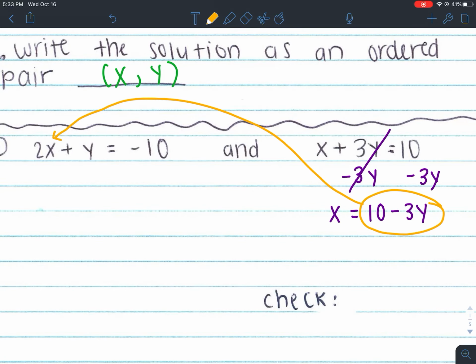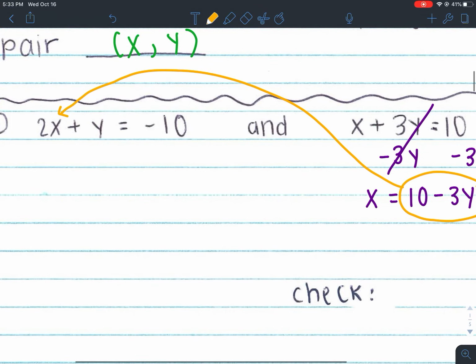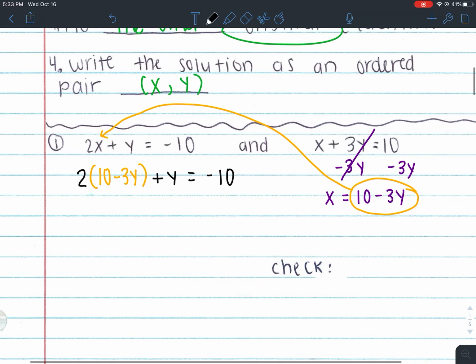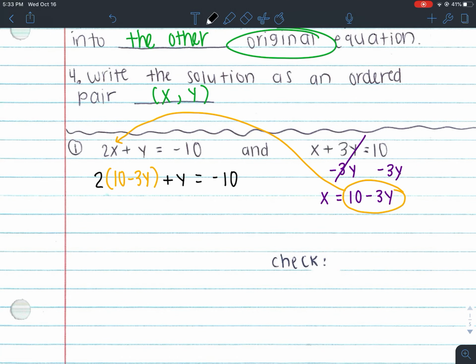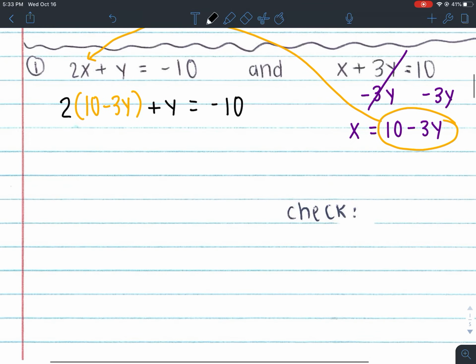And when I plug that in, I need to use parentheses. So I'm going to have 2 times (10 minus 3y), because x equals 10 minus 3y, and then plus y equals negative 10. What's the only thing I did here? I substituted my x for 10 minus 3y. And why did I do that? Because x equals 10 minus 3y.